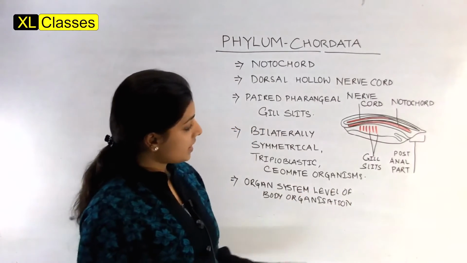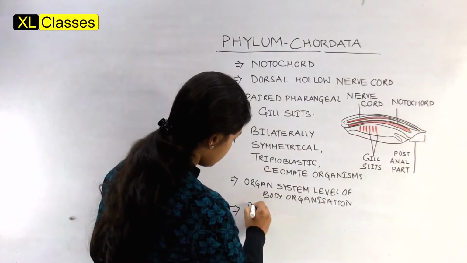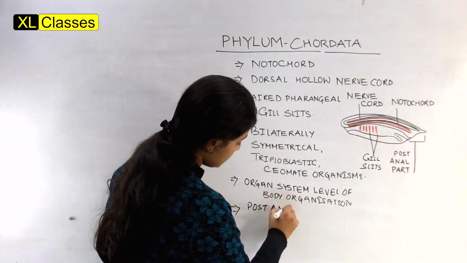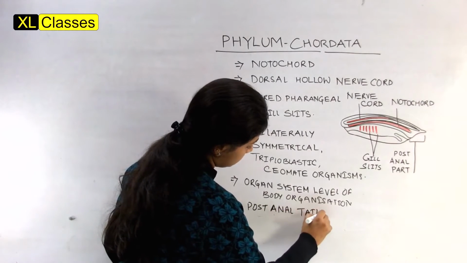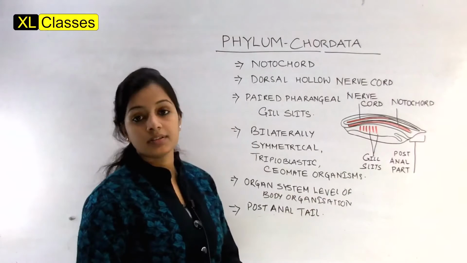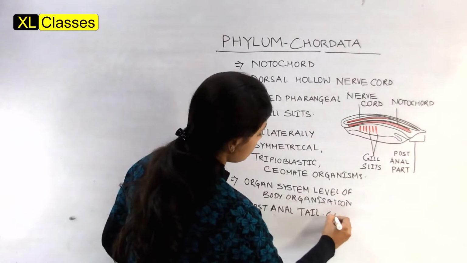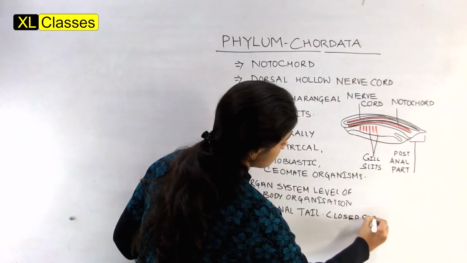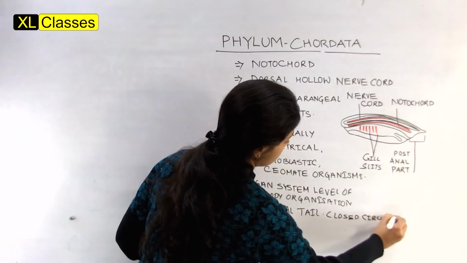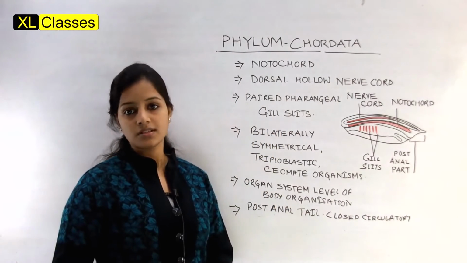With this, they have a post-anal tail also, and a closed circulatory system.